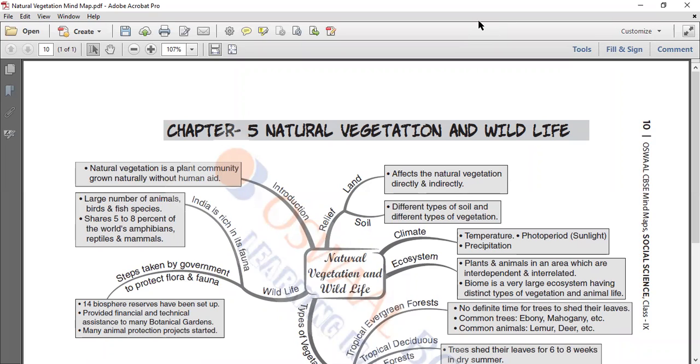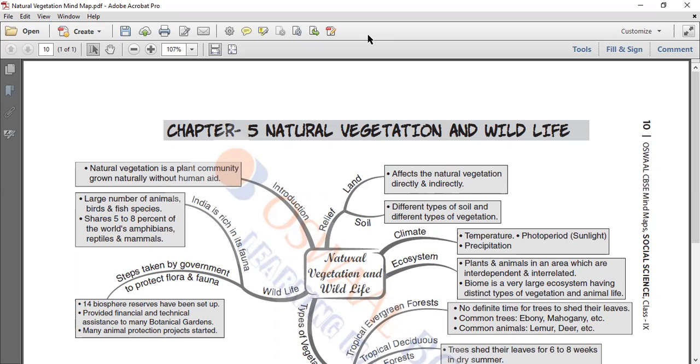Today, we're going to do a quick revision of the chapter Natural Vegetation and Wildlife. In this chapter, we understood the presence of wildlife and biodiversity together, and we learned about the balance in the ecosystem. We also understood the importance of maintaining the trophic level of the food pyramid and also the role of the environment.